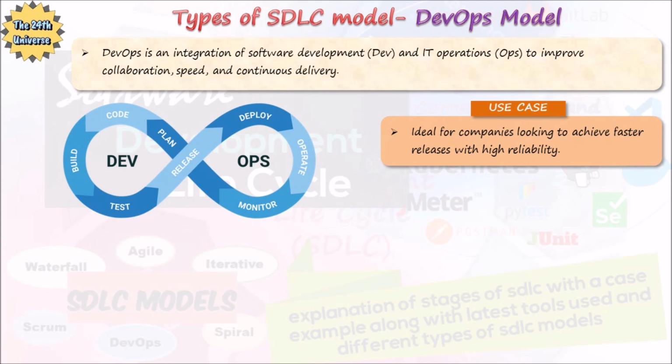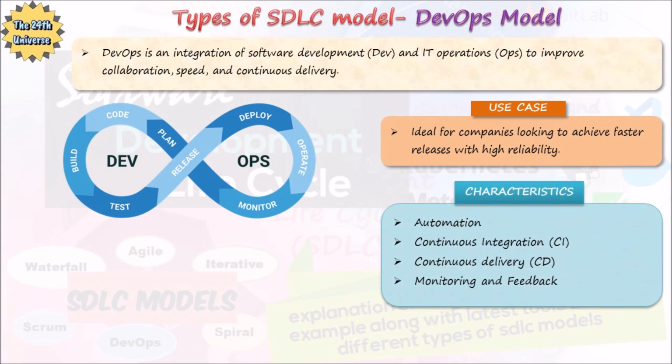The characteristics of DevOps is automation, automating repetitive tasks like testing, building, and deployment, continuous integration, that is CI. Developers frequently integrate code into a shared repository where automated tests are run. Continuous delivery, CD, automating the release process to deliver updates to production faster.